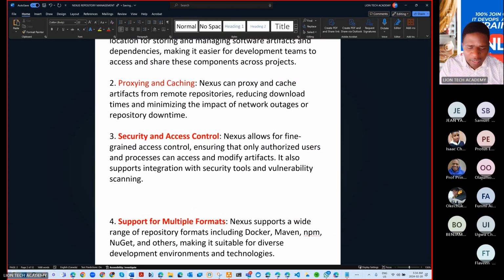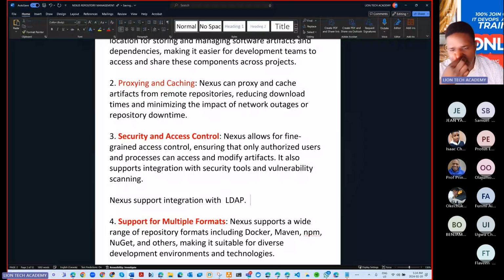Next, Nexus supports integration with, for example, LDAP. LDAP is a user management and Active Directory service that it also integrates with. We can also integrate with LDAP and Azure. No, Active Directory, sorry. Active Directory.